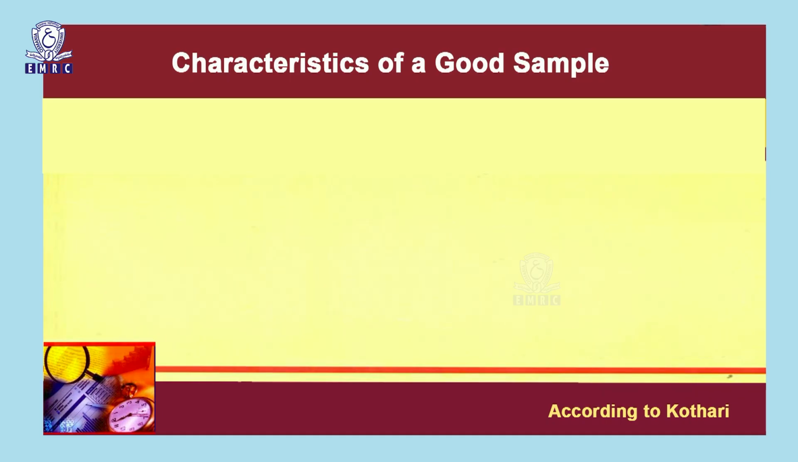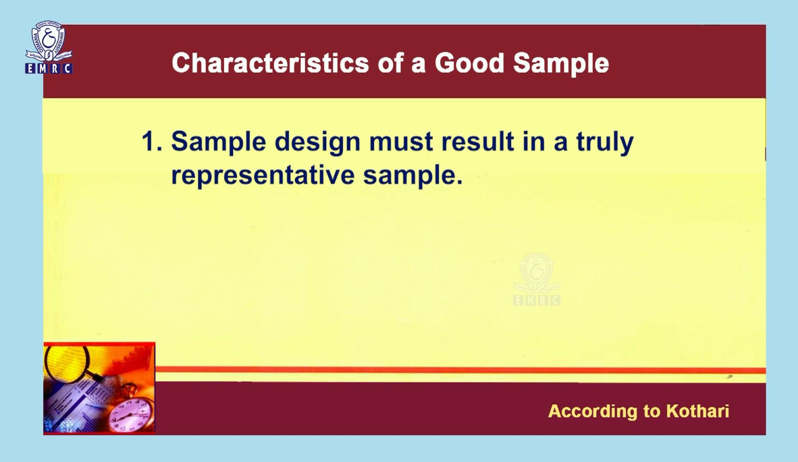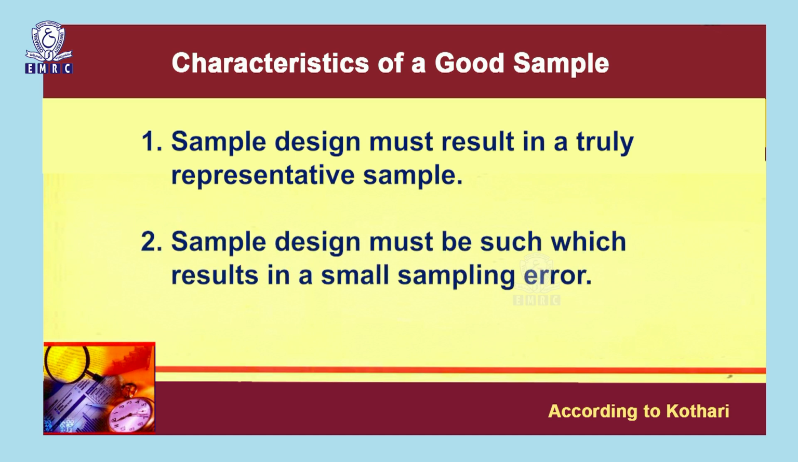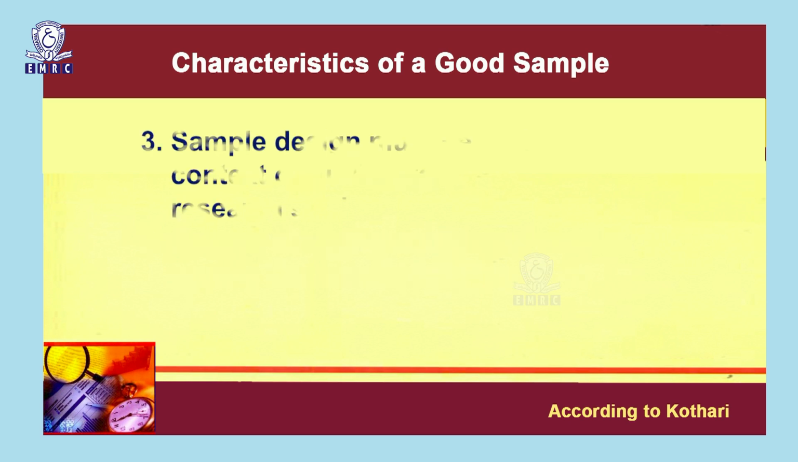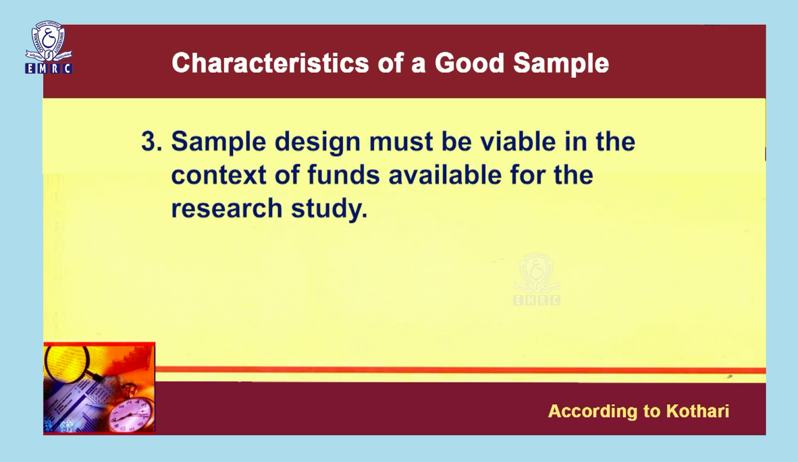Now let us discuss the characteristics of a good sample. According to Kothari, let us discuss the characteristics of a good sample design. The first one, sample design must result in a truly representative sample. The second one, sample design must be such which results in a small sampling error. Third one, sample design must be viable in the context of funds available for the research study.